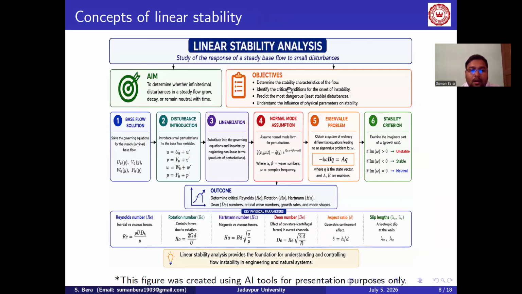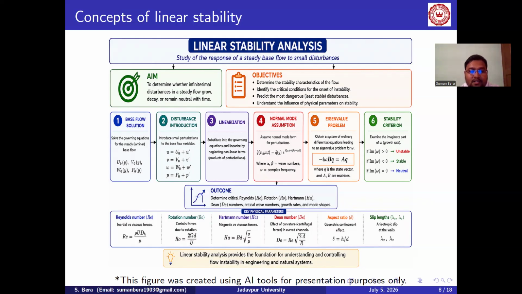This is the whole methodology of linear stability analysis. We first compute the steady base flow and introduce a small disturbance. After linearizing the governing equations with respect to this small disturbance, the problem is converted into an eigenvalue problem. If the growth rate, that is the imaginary part of omega, is negative, the disturbance decays and the flow remains stable. If it becomes positive, the disturbance grows, indicating the onset of instability.